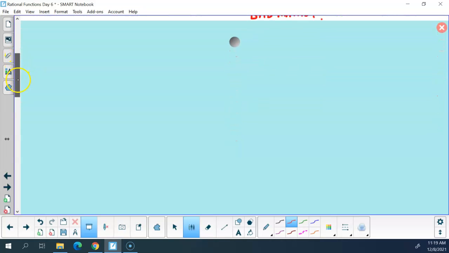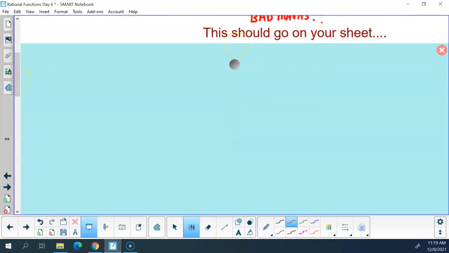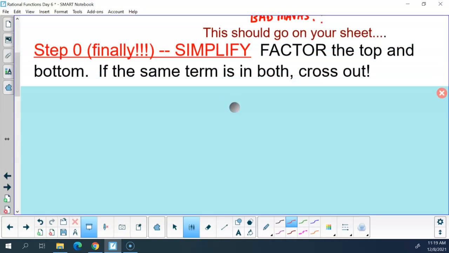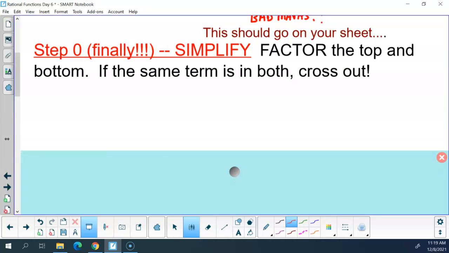So, when we get to rational functions, step 0 says we need to simplify our fraction. We've got to factor the top and factor the bottom, and if there is the same term on both top and bottom, we cross it out.